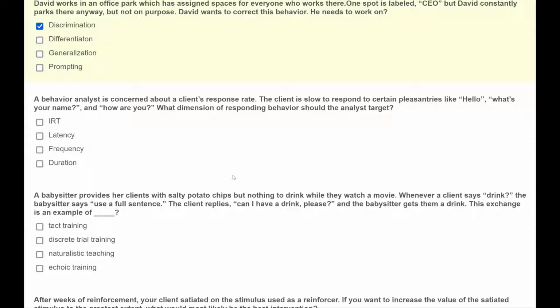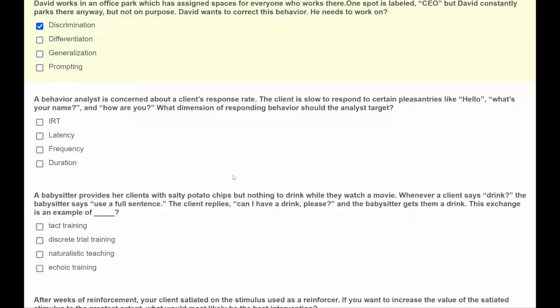If the client is too slow to respond to the SD, what are we dealing with? Are we dealing with inter-response time? Inter-response time is not concerned with the SD. It's concerned with the responses. One response to the next response to the next response. Here, we're dealing with the SD to the first response. So that's going to be latency.